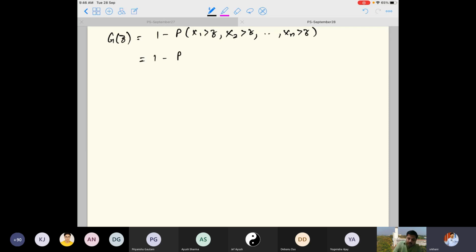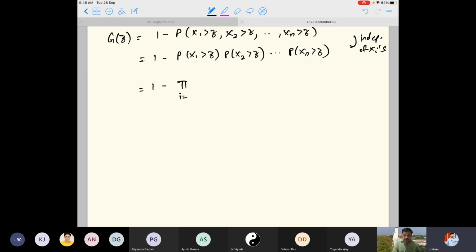And then I can write this down as probability X1 strictly greater than z, times probability X2 strictly greater than z, times probability Xn strictly greater than z. So this is the calculation that we had done for the geometric density, if you remember, right? And why can I write this down? This I can write down because of the independence of the Xi's. So what is this? 1 minus, if you all agree, I can write this down as 1 minus F(z), right?